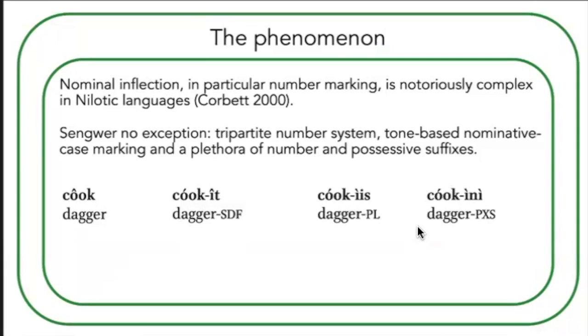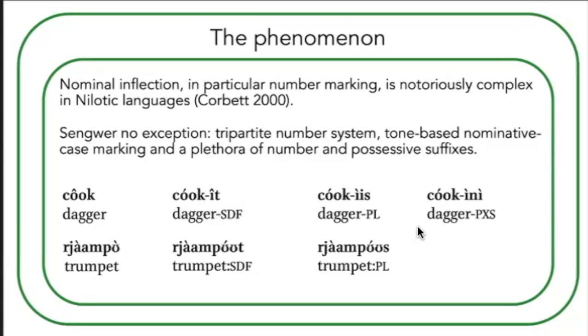If a noun ends in a vowel, on the other hand, we get some sandhi processes which merge the two vowels, the stem final vowel and the suffix initial vowel. So we get a long vowel in the trumpet, riamput, and trumpets, riampus, and this trumpet, riampuni.